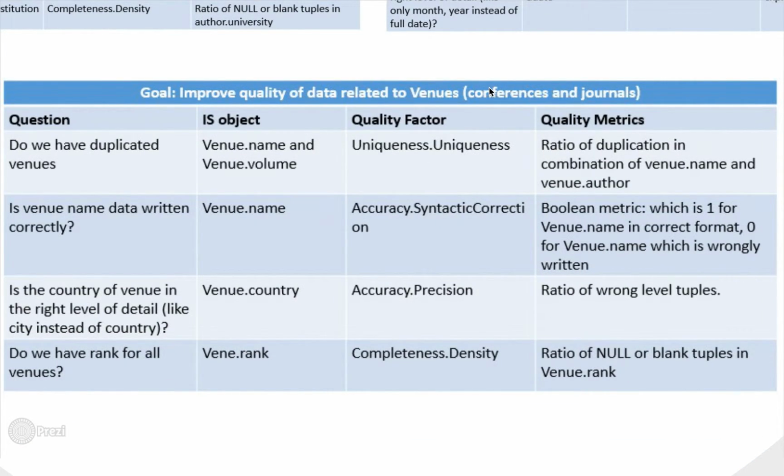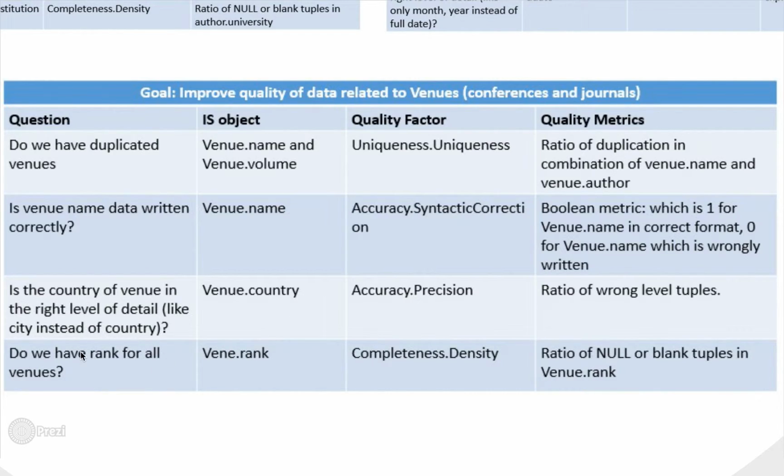Venues is the conference and the journals in the data source. And we focus on the duplication in venues, and the name of the venue should be written correctly. These things should be measured by the ratio of duplication in combination of venue, name, and author. And we also consider the country of the venue. It's like the country in the publication. It should be in the right level of detail. And this is considered as the precision of accuracy.